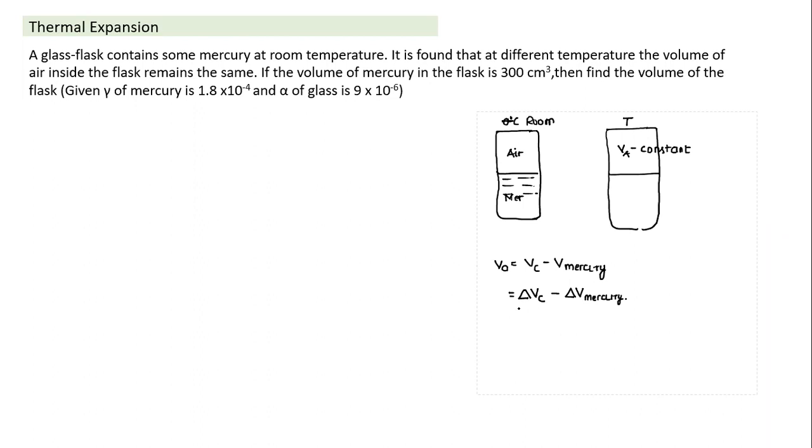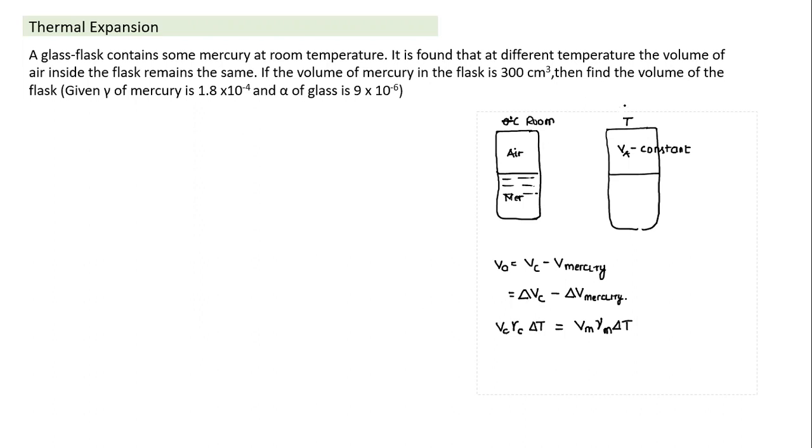That's the condition. What is delta V of the container here? Delta V of the container is volume of the container into gamma of the container into delta T, the change in temperature. That will be the change in volume of the container. What will be the change in volume of mercury? Volume of mercury into gamma of mercury into delta T. If these conditions are met, both will have equal change in volume, and the volume of air will remain constant.